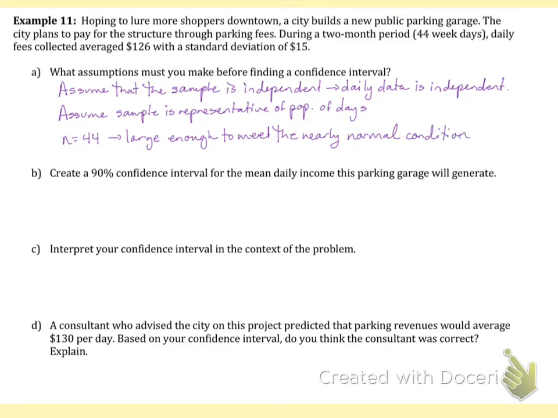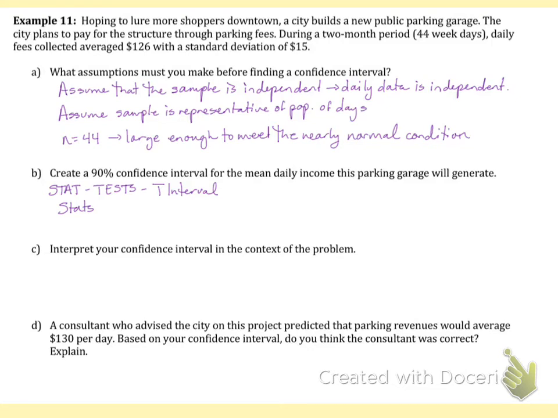So now we want to find a 90% confidence interval. So we're going to go to Stat, Tests, and then we're going to choose T interval, which is number 8. And in this case, we don't have the actual data for the sample, we have the statistics of the sample. So you're going to choose Stats.